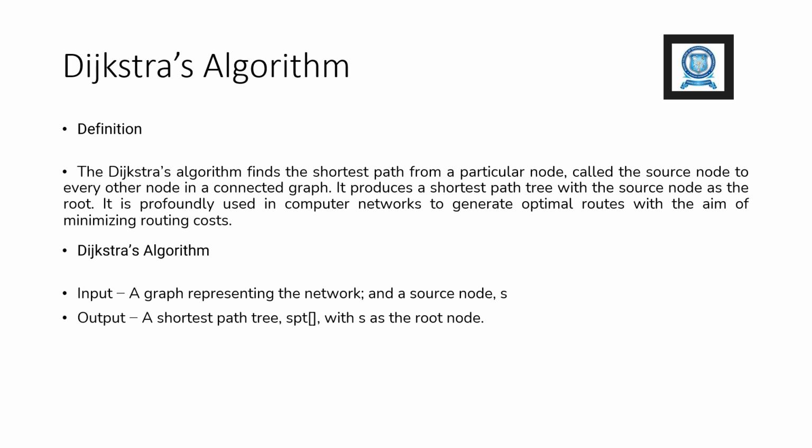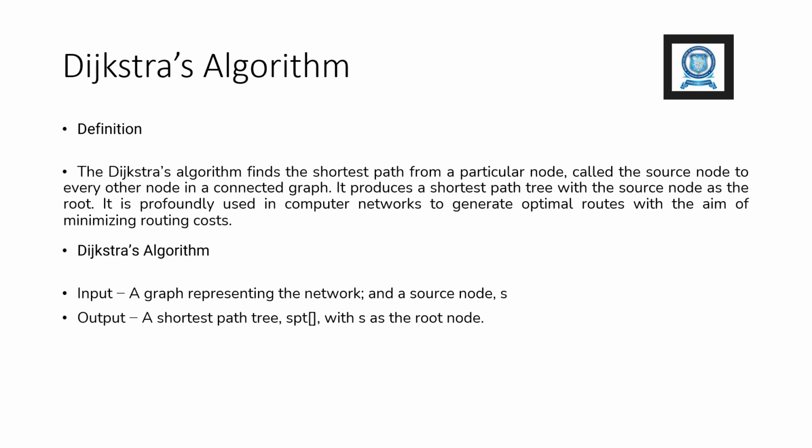Definition: the Dijkstra algorithm finds the shortest path from a particular node called the source node to every other node in a connected graph. It produces a shortest path tree with the source node as the root. It is profoundly used in computer networks to generate optimal routes with the aim of minimizing routing cost.